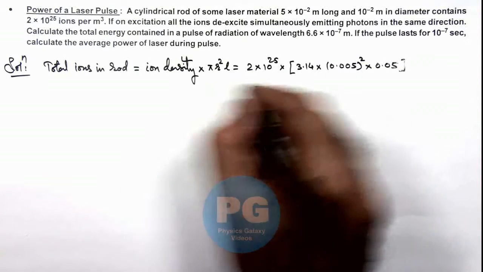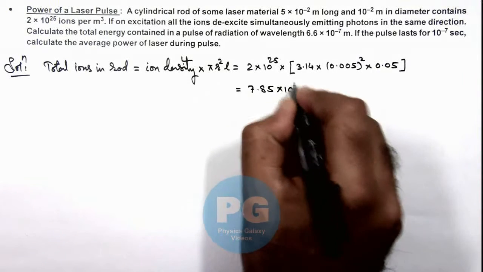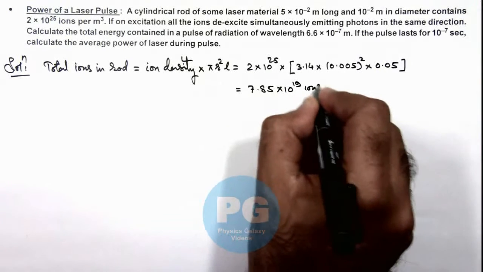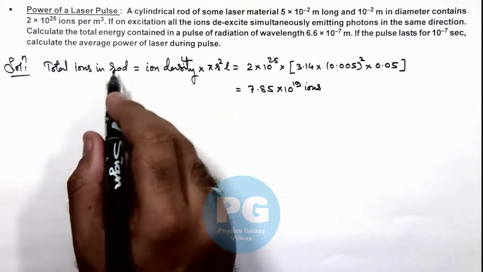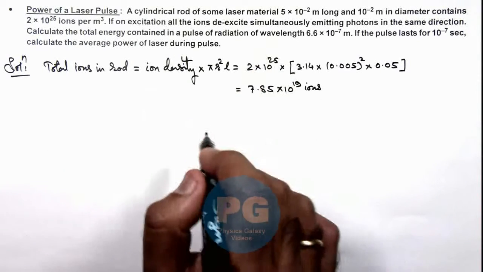On simplifying, this is giving us 7.85 multiplied by 10 to the power 19 ions. So these are the total number of ions in the rod which are excited simultaneously and they de-excite also simultaneously.